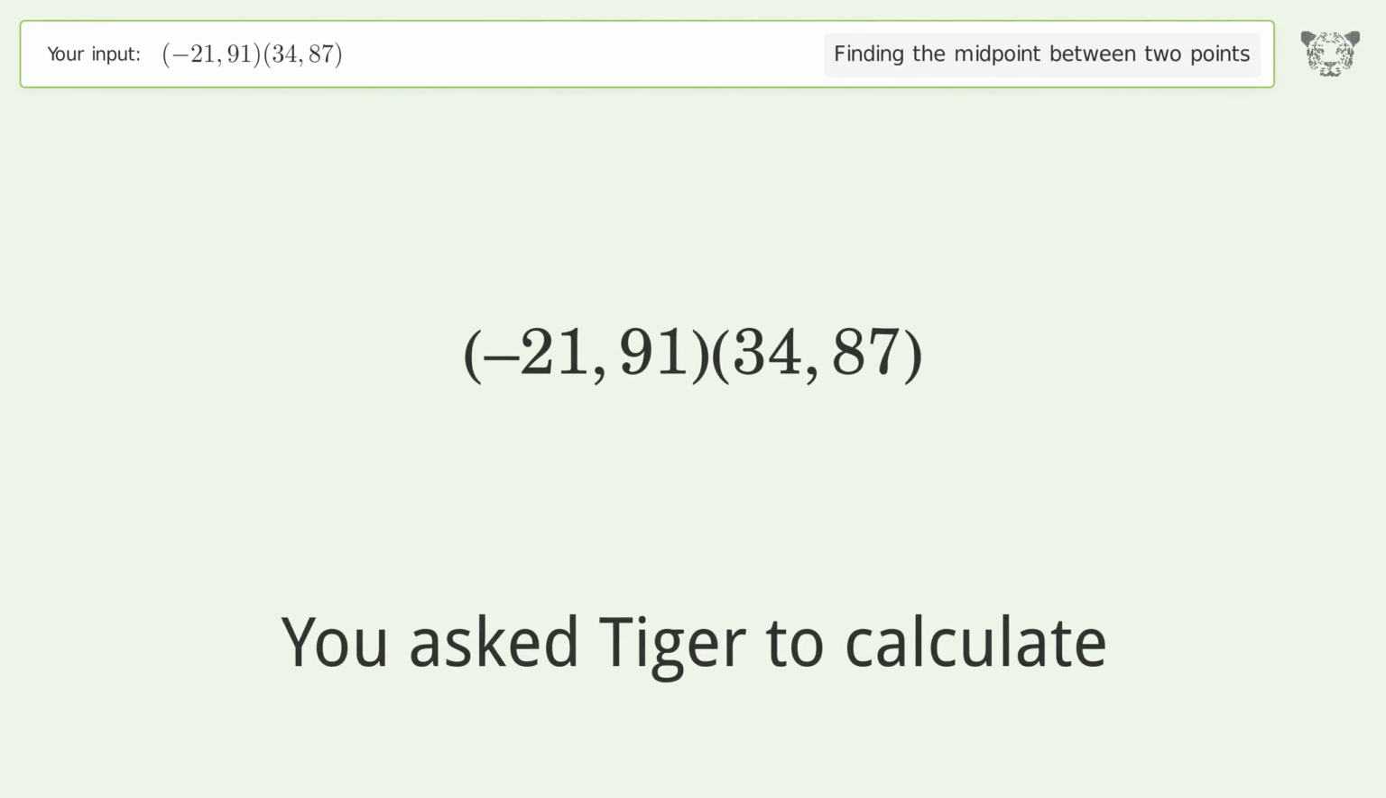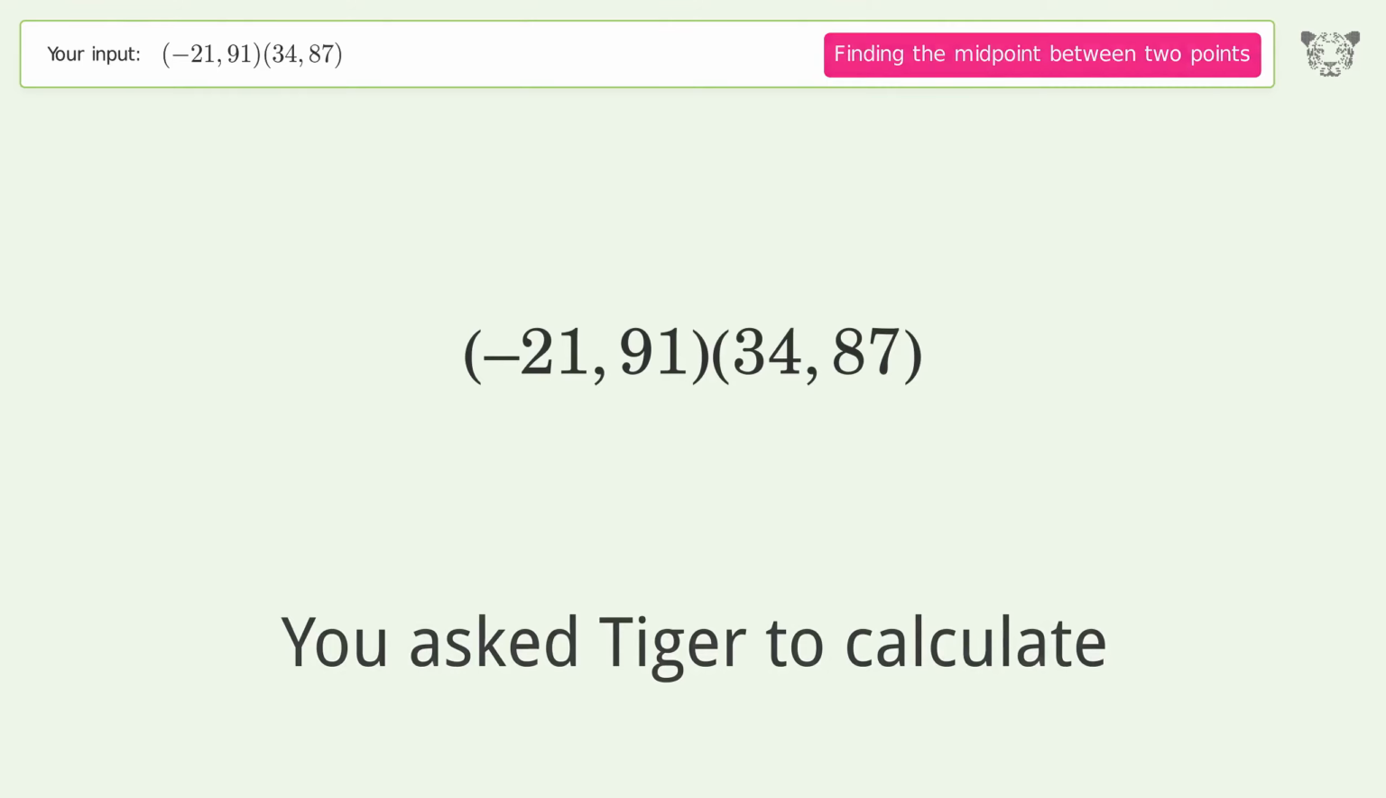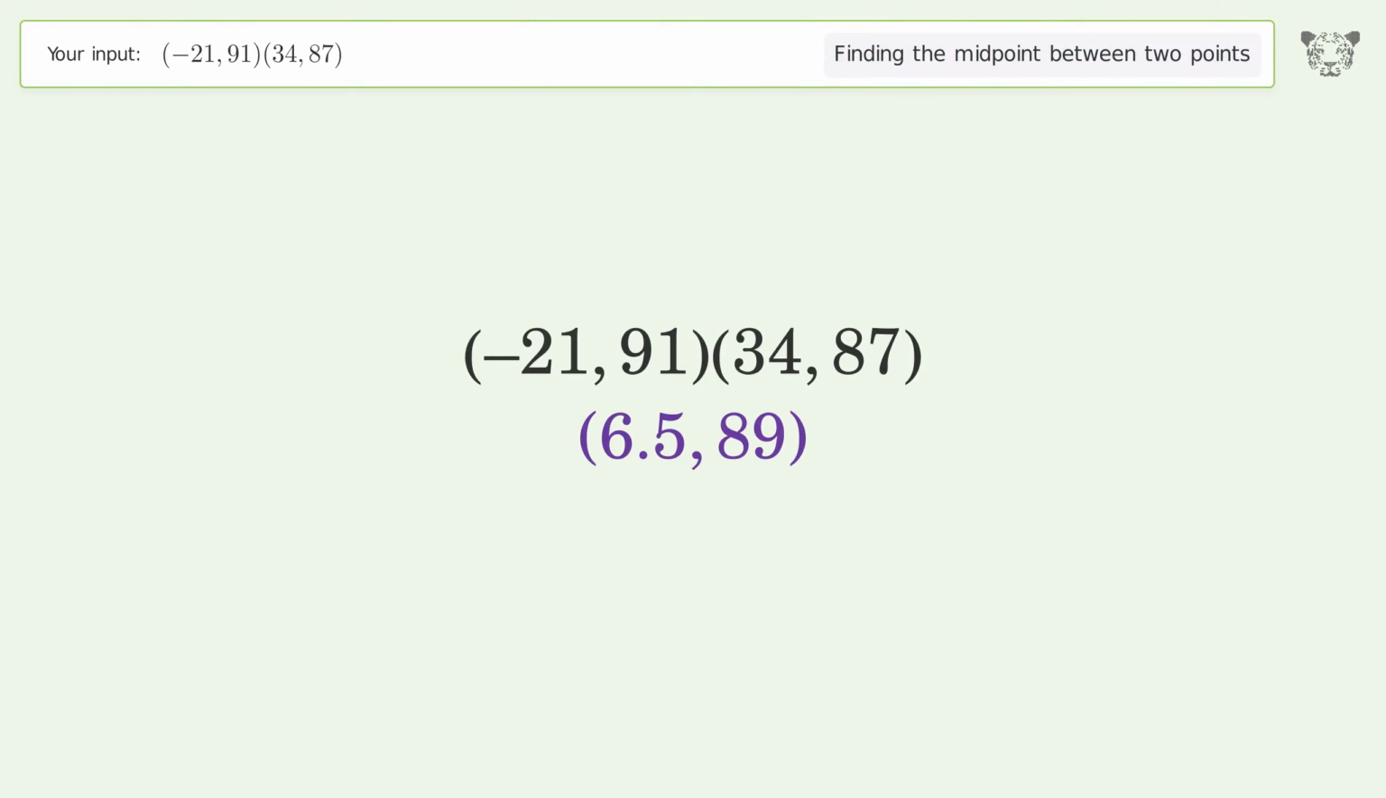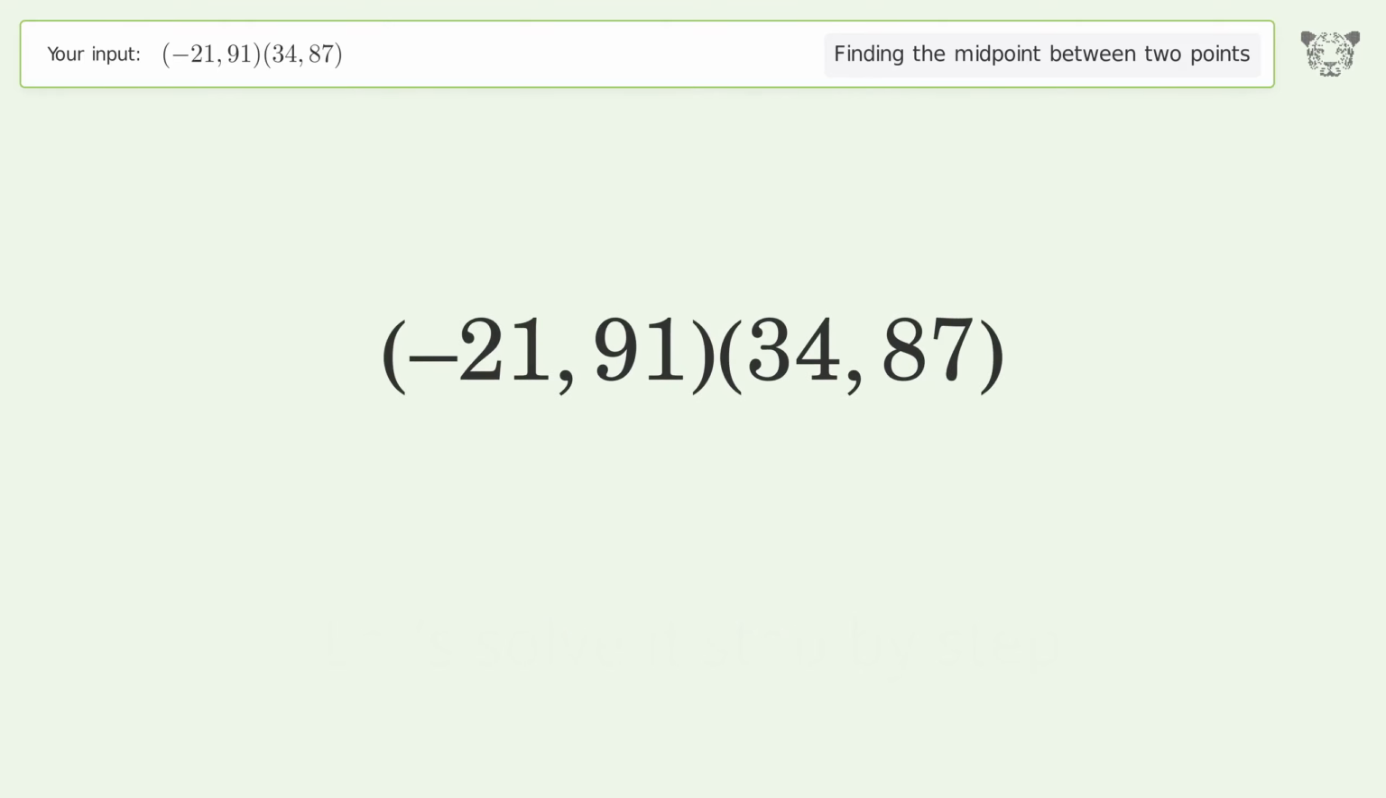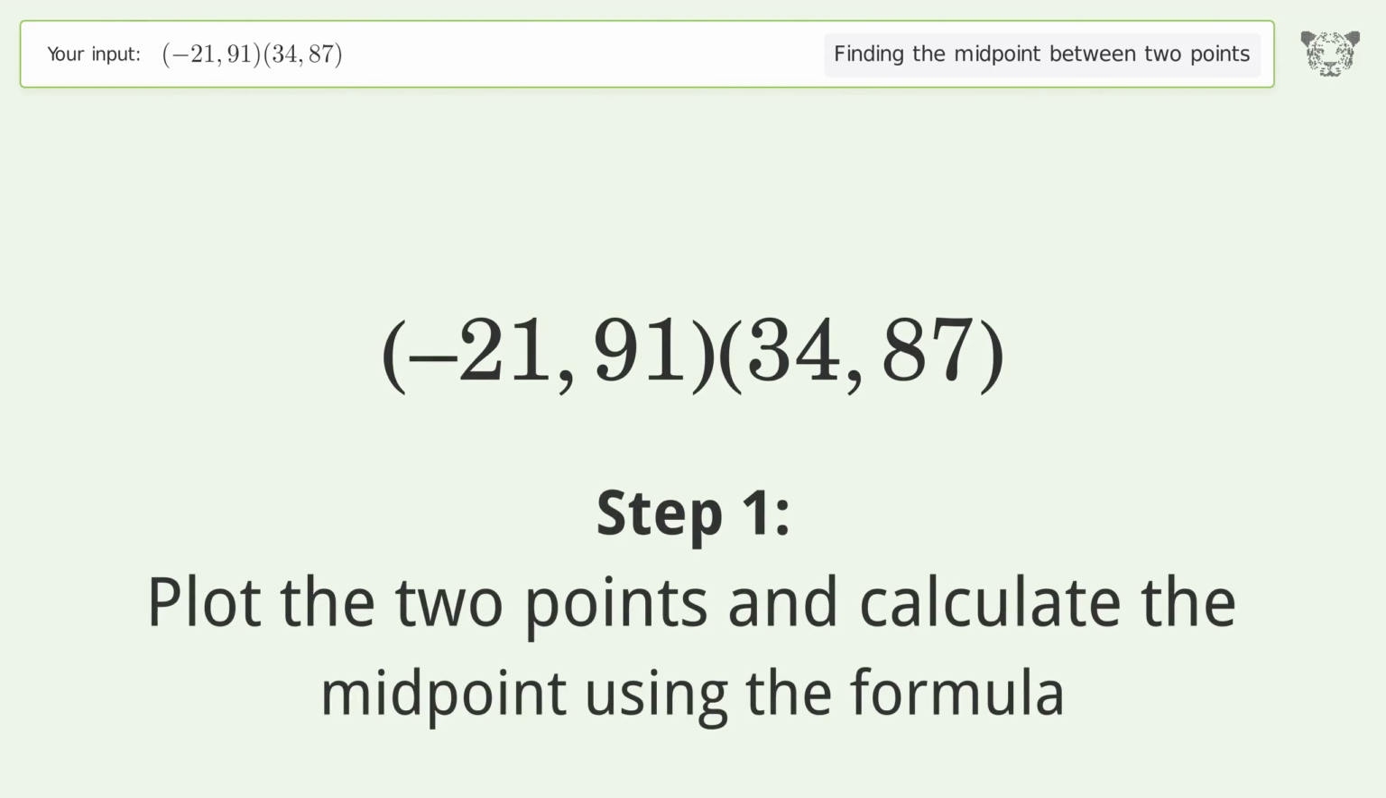You ask Tiger to calculate. This deals with finding the midpoint between 2 points. The midpoint between the 2 points is 6.589. Let's solve it step by step. Plot the 2 points and calculate the midpoint using the formula.